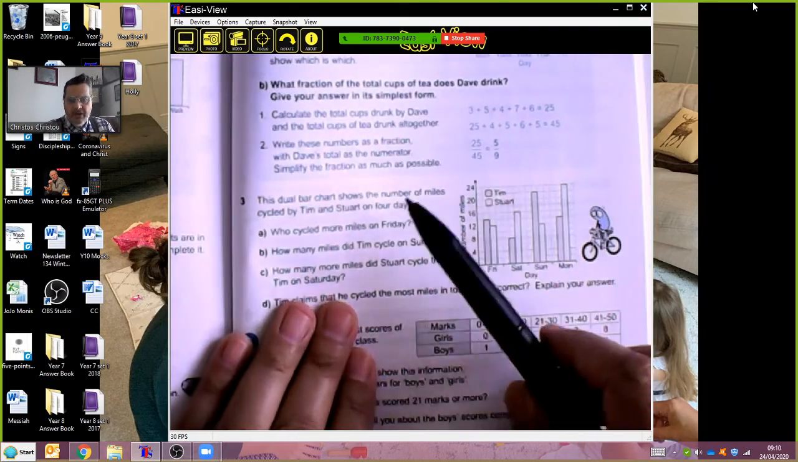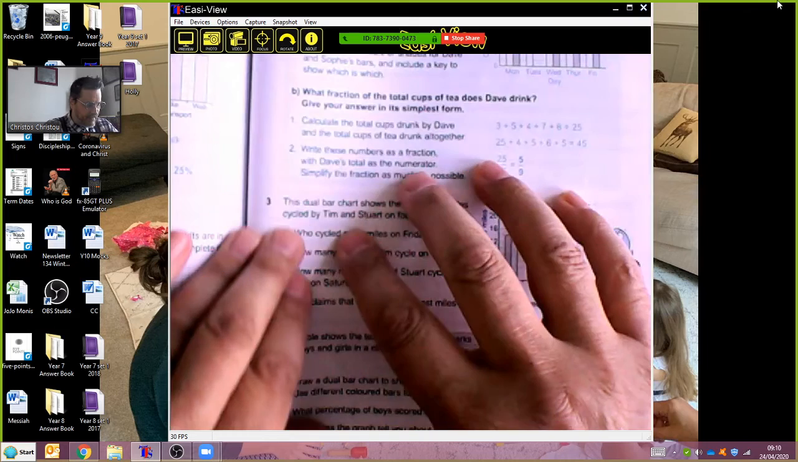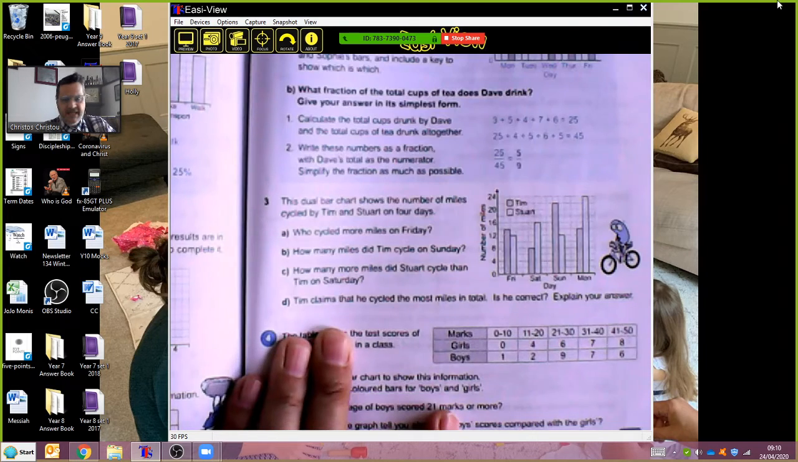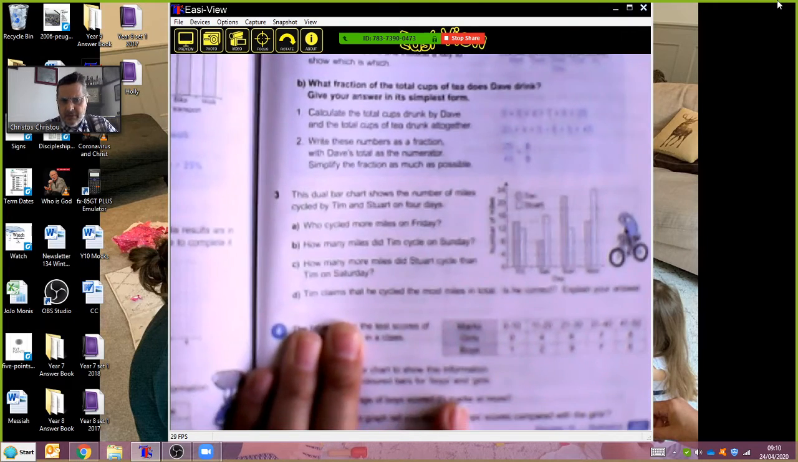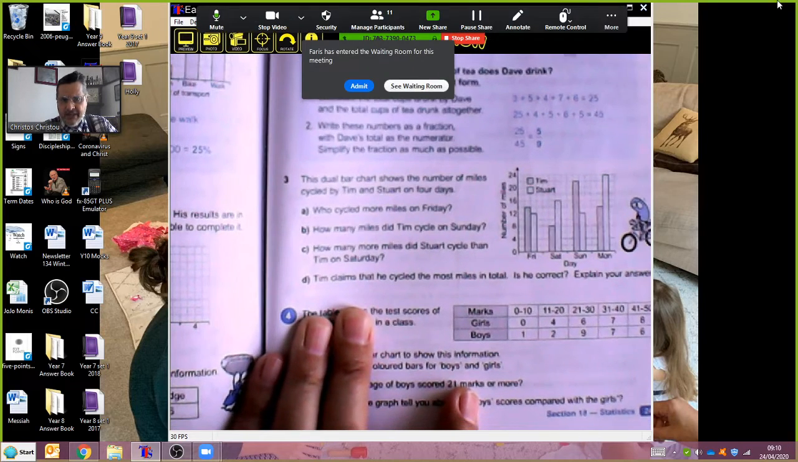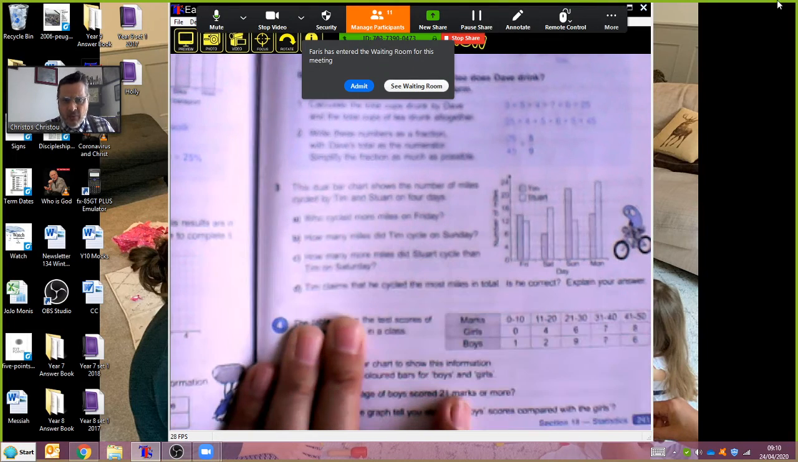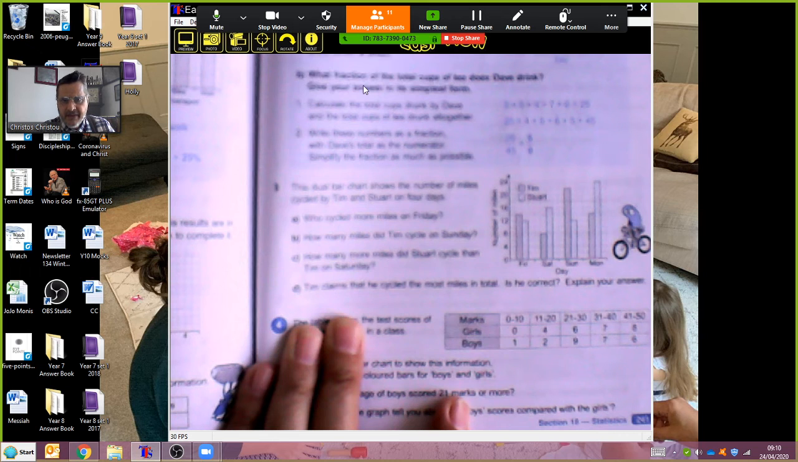The dual bar chart, it's a bit hard to pin it down, but let's try. Is it visible to you? Okay, but you've got your book anyway, so let's try. I've now got to admit someone, don't know who that is. Forrest, fine, let him in.